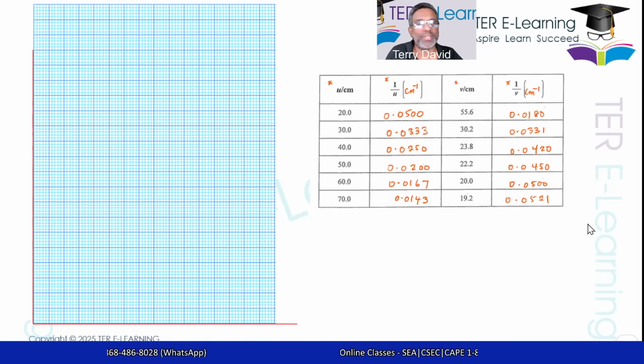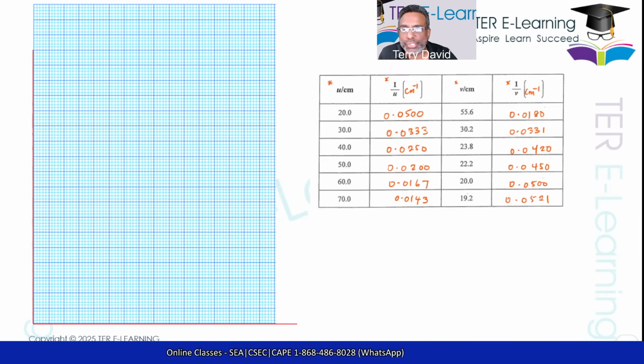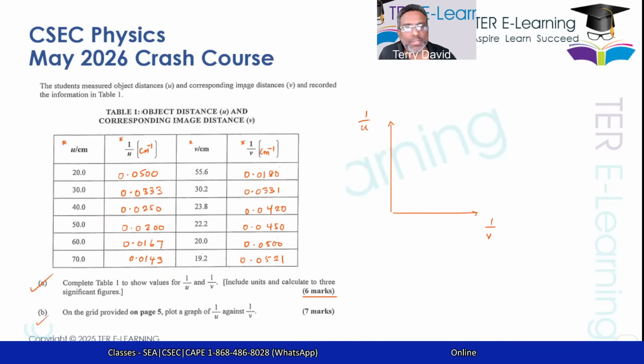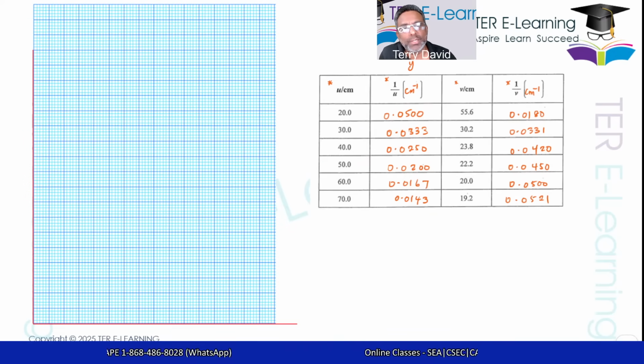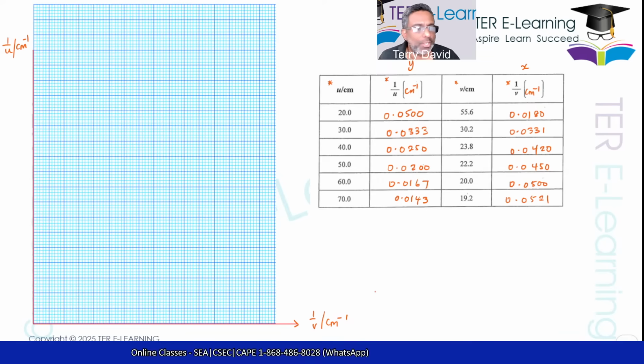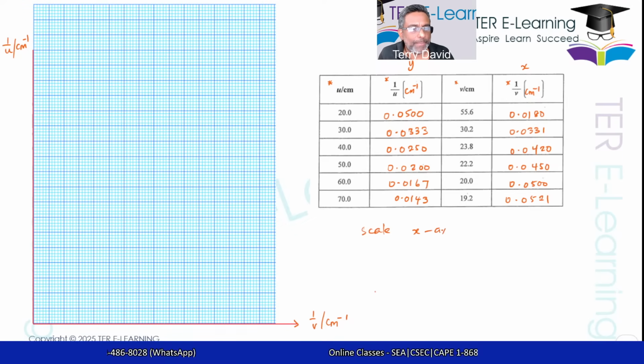Okay, now just like the previous question, we need to decide on a scale. So which one is which again? 1 over u is your y. So this is y here, and this is going to be x. Make sure we don't mix them up. That's what we're going to plot. First of all, this is 1 over v, in cm to the minus 1. Across here, we have 1 over u, in cm to the minus 1. Now in terms of the scale, because you're getting marks for a scale, on the x-axis and the y-axis.